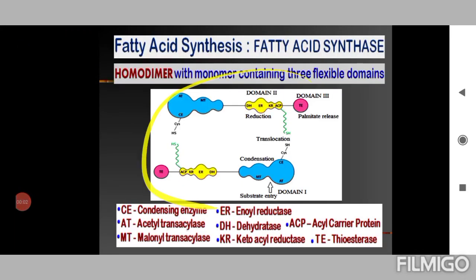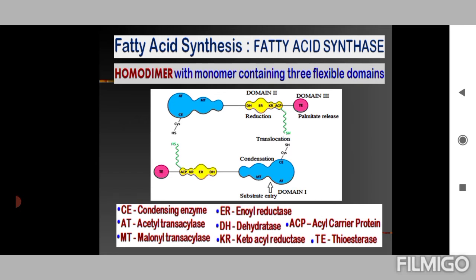So this is the structural representation of fatty acid synthase. It's actually a homodimer having 2 units shown here, but they are independent. This single polypeptide contains 7 catalytic functions in 3 domains. This is the first domain, having substrate entry and condensation units, with the acetyl transferase, malonyl transferase, and keto-acyl synthase, the condensing enzyme.